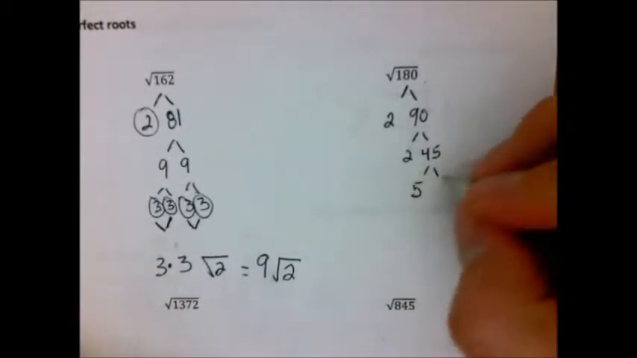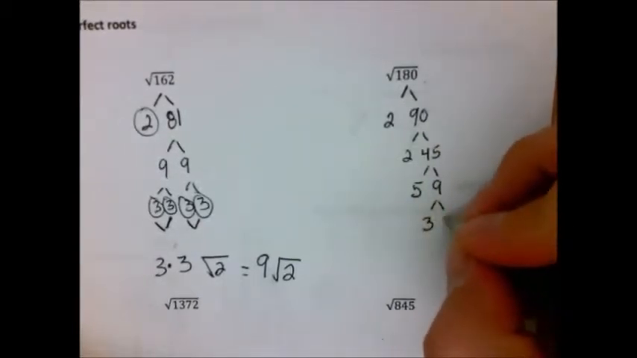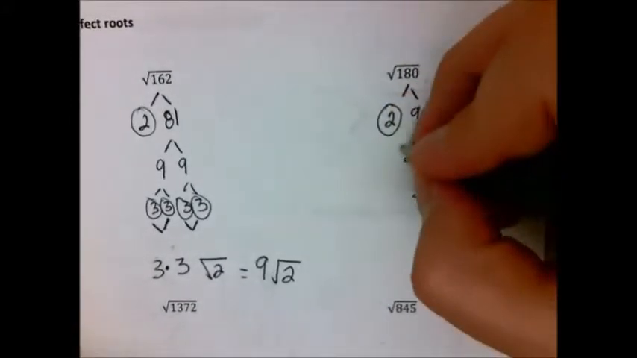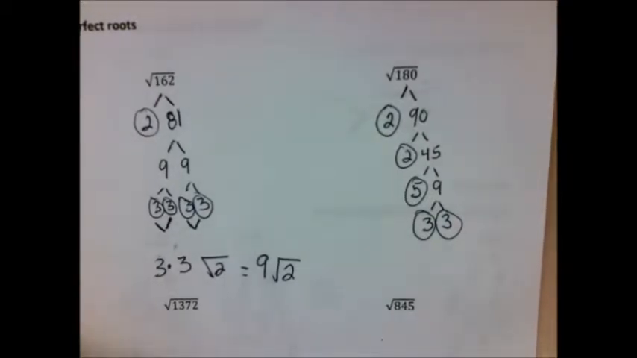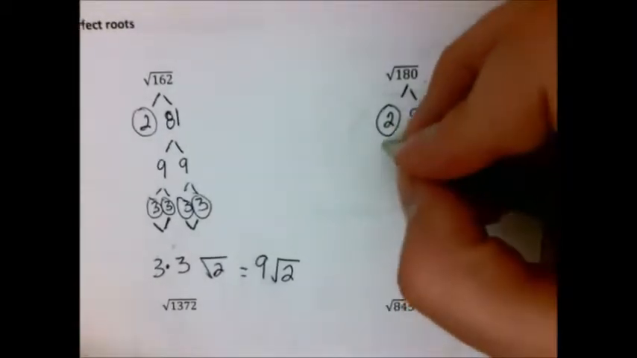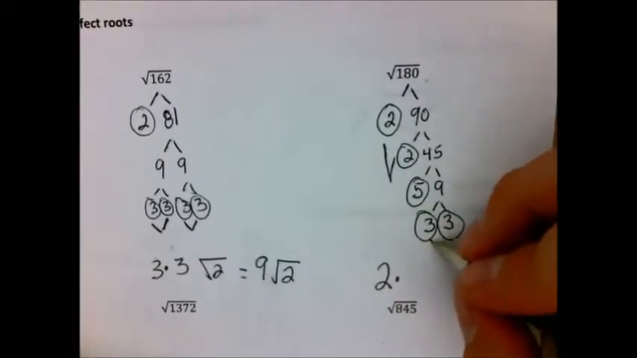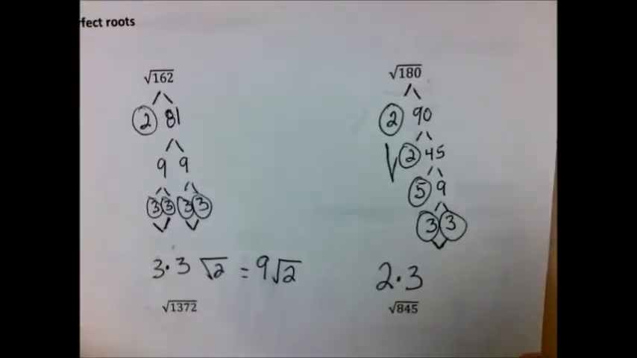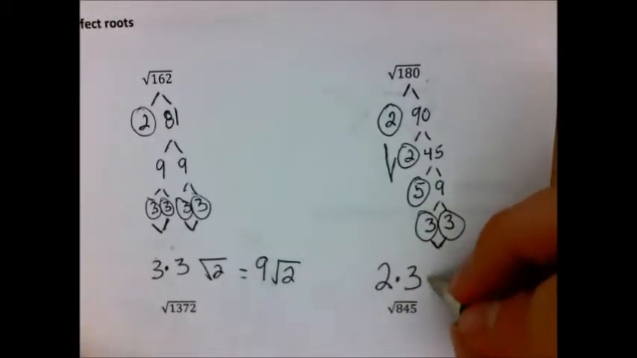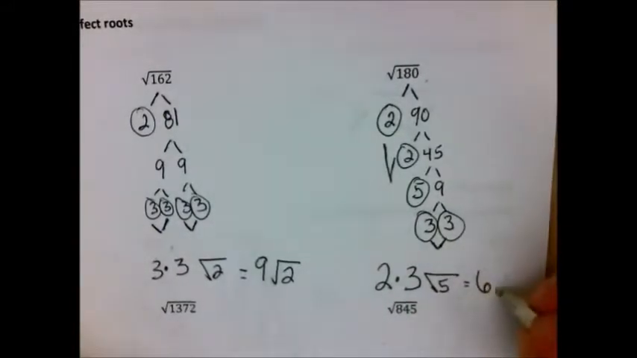Well, now we can't do it again, so we have to break this down. 45 goes into 5 and 9. 9 breaks down into 3 and 3. Alright, so we have this 2, we have this 2, we have this 5, we have this 3, and we have this 3. So remember, they can only come out in pairs. So you've got this 2 is one pair. You have these 3s, second pair, but 5 doesn't have a pair to come out with. So it's just going to stay at home. Square root 5. 2 times 3 is 6 square root 5.